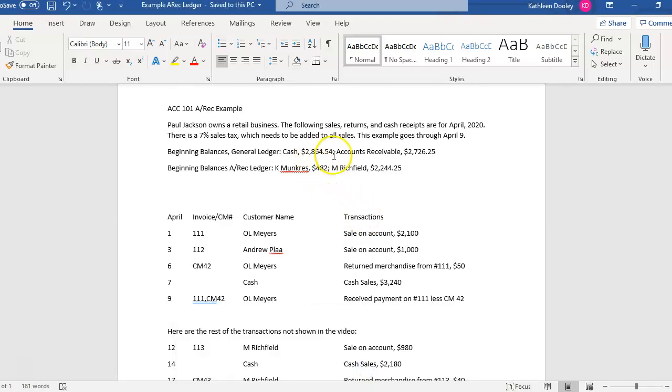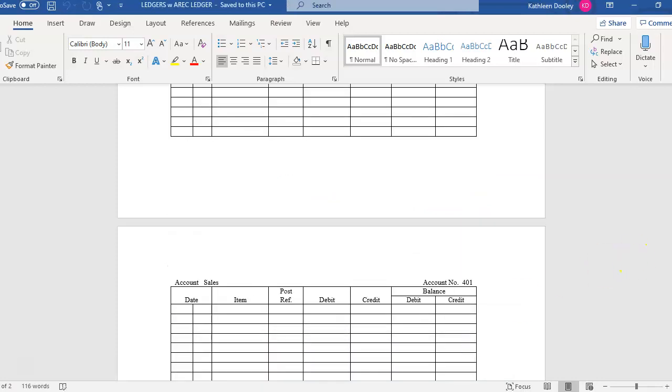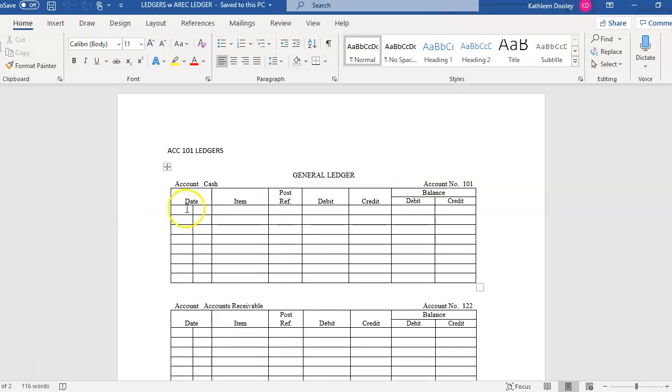We have cash is $2864.54. Okay, so we go to cash. We put in our date. This is April, and this is a balance that came forward from March 31st. The item column is generally blank, but you can put a beginning balance in there, or if it's an adjusting or closing entry or something odd, you can put something in there. Otherwise, item column is blank.